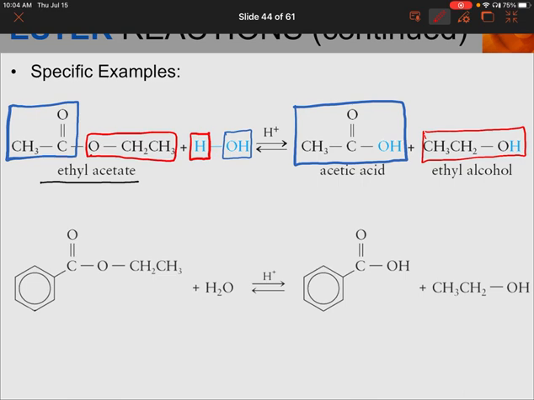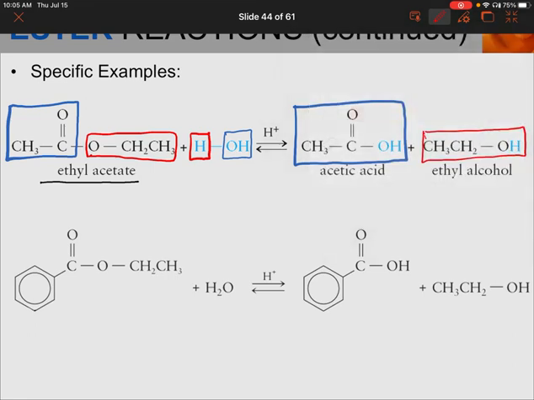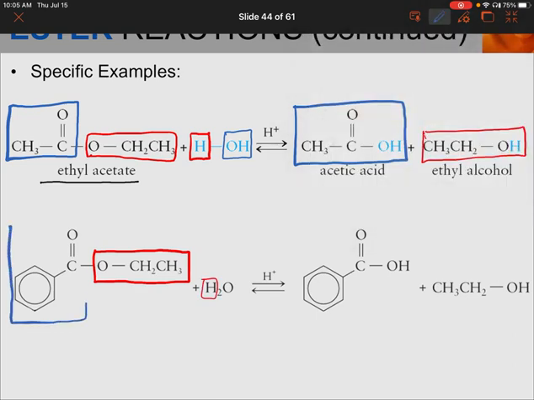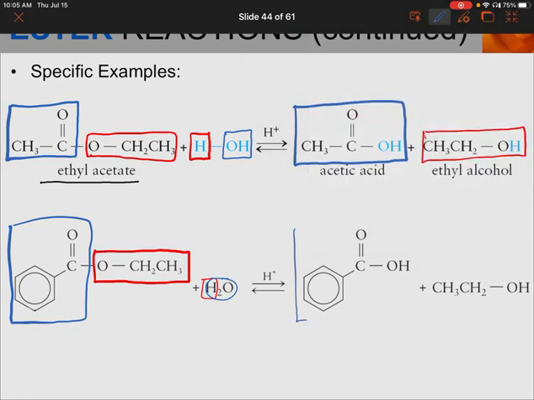Down below, we have a slightly different carboxylic acid, and again, the OR group is going to team up with one of the hydrogens from water, and the rest is going to team up with OH. So then that's going to give us our original carboxylic acid here and the alcohol.